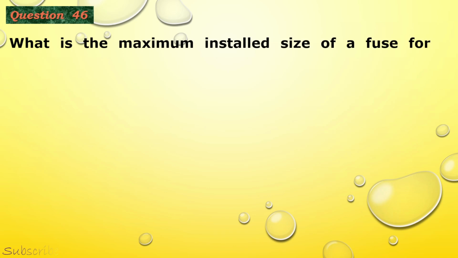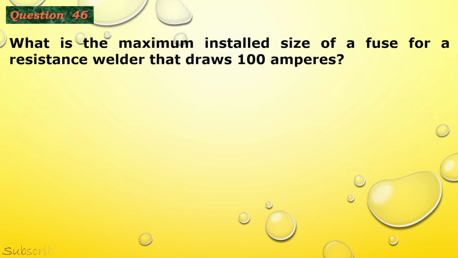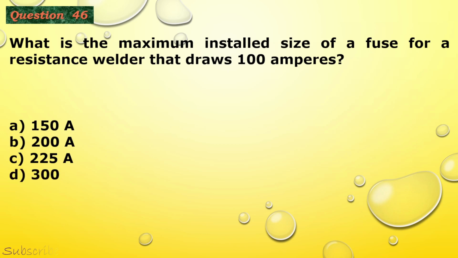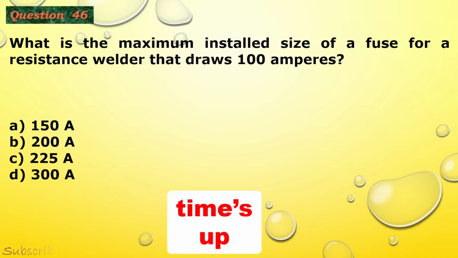Question number 46. What is the maximum installed size of a fuse for a resistance welder that draws 100 amperes? A. 150 amperes. B. 200 amperes. C. 225 amperes. D. 300 amperes. The correct answer is letter D. 300 amperes.